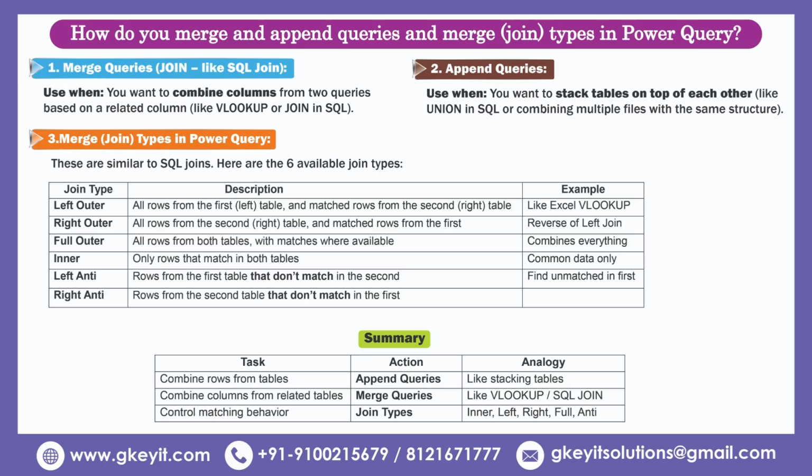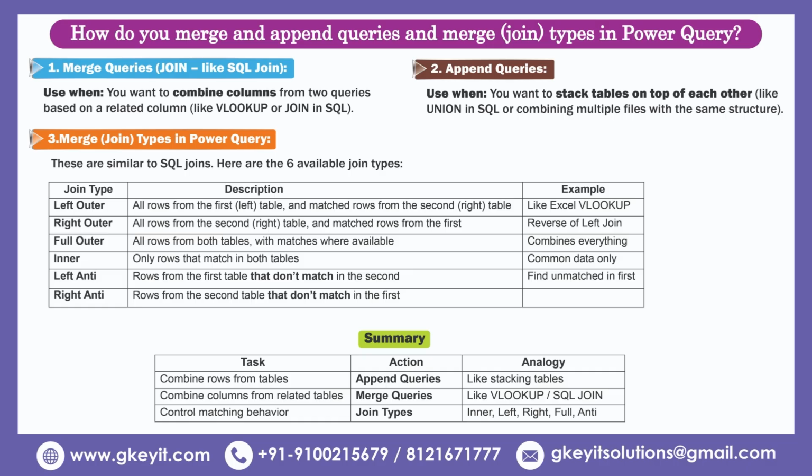Full outer: all rows from both tables, with matches where available. It combines everything. Whereas inner join only combines the rows that match in both tables. Common data only we can see in this merge type.